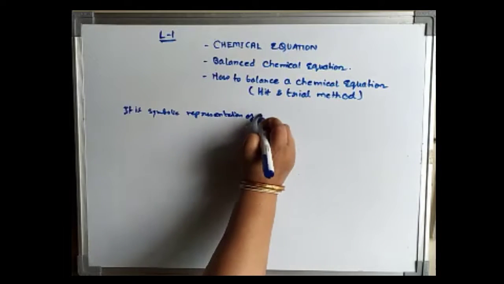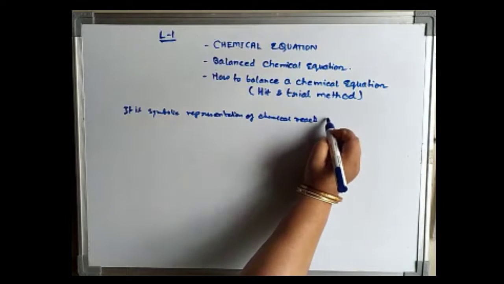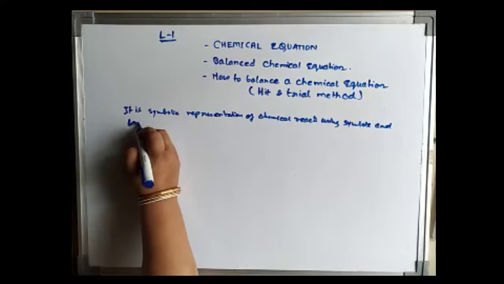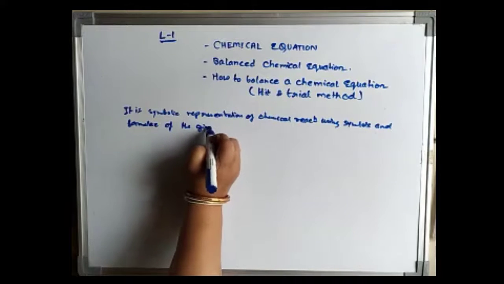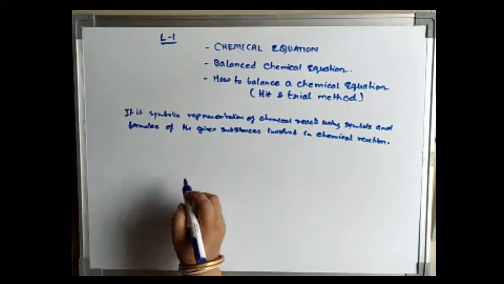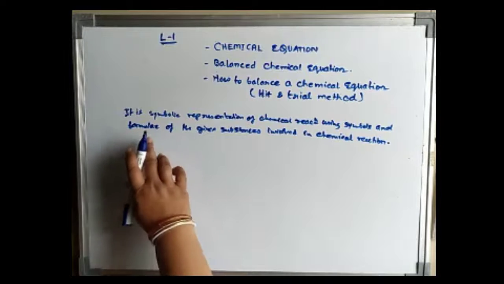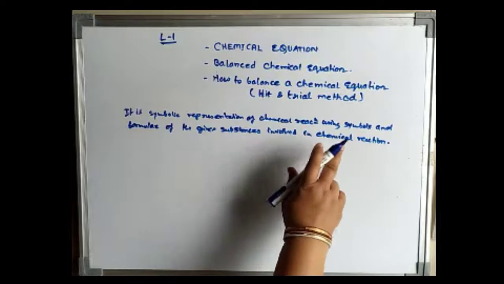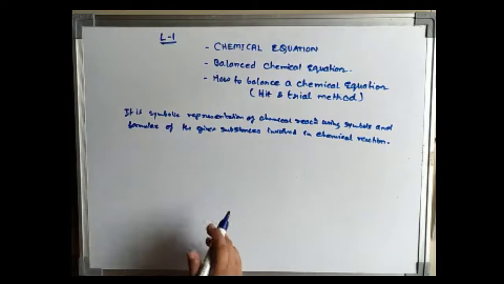of chemical reaction, using what? Using symbols and formulae of the given substances involved in chemical reaction. Let us understand this with the help of an example. It is a symbolic representation of chemical reaction using symbols and formulae of the given substances involved in chemical reaction.